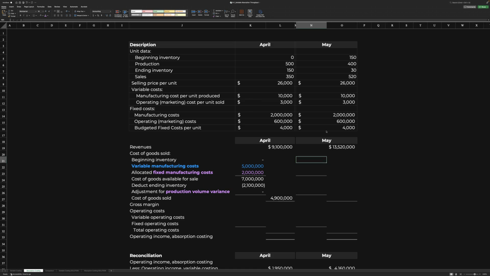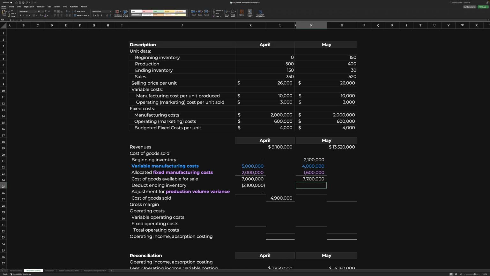Beginning inventory for May will equal the ending inventory from the prior period. Then we can look at variable manufacturing costs, which will be 400 units made multiplied by $10,000 a unit in variable manufacturing costs, which is $4 million. And then we can look at the fixed costs that are allocated during the period. Again, they made 400 units, and we'll multiply that by their fixed manufacturing cost allocation rate of $4,000 per unit. We get 1.6 million.